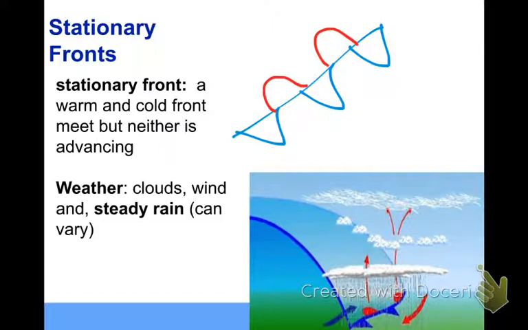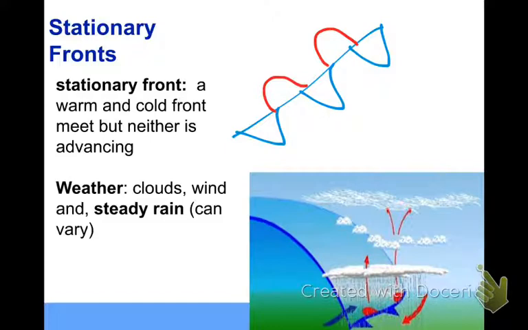And like when you pushed on your hands, the reason that they weren't moving was because your arms are of equal strength. Well, when you have a stationary front, you have a warm air mass and a cold air mass coming together. But that warm and cold air mass are equal strength, just like your arms were. And so when they push, they aren't actually going to move any of the air mass out of the way. The warm air mass is not strong enough to push the cold one out of the way, and the cold air mass is not strong enough to push the warm air mass out of the way.